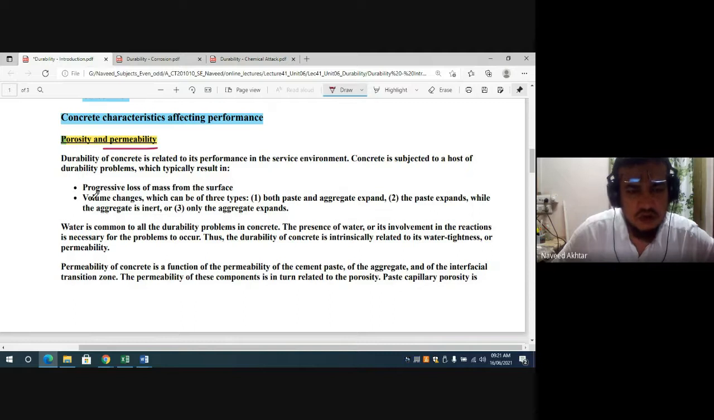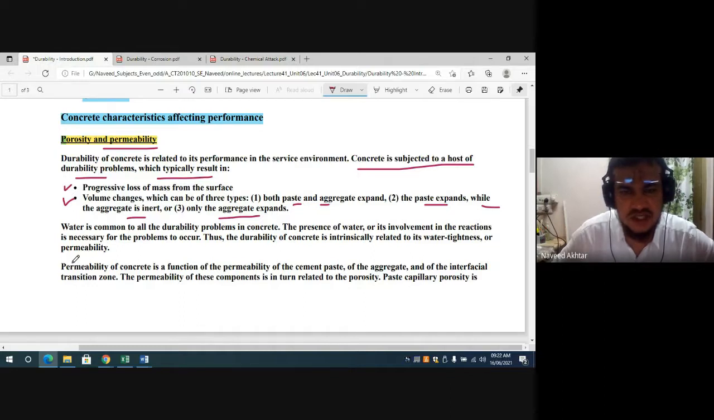So durability of concrete is related to its performance in the service environment. Concrete is subject to a host of durability problems, which typically result in progressive loss of mass from the surface. Volume changes can be of three types: both paste and aggregate expand, the paste expands while the aggregate is inert, or only the aggregate expands. These are the cases where volume changes in the concrete can take place, and if the volume changes take place, it will definitely be harmful for the concrete.